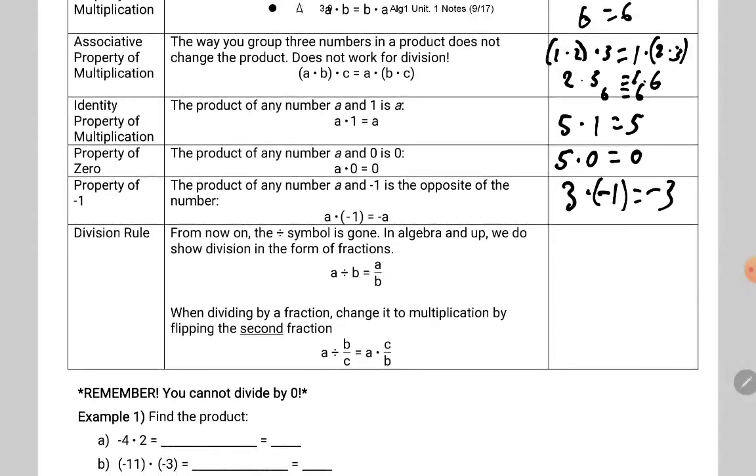And then the division rule. If we say 2 divided by 3, that is the same thing as if we wrote it as a fraction. And I prefer you to write it like this, because this could get very messy. More clean. It can still be messy, but clean.